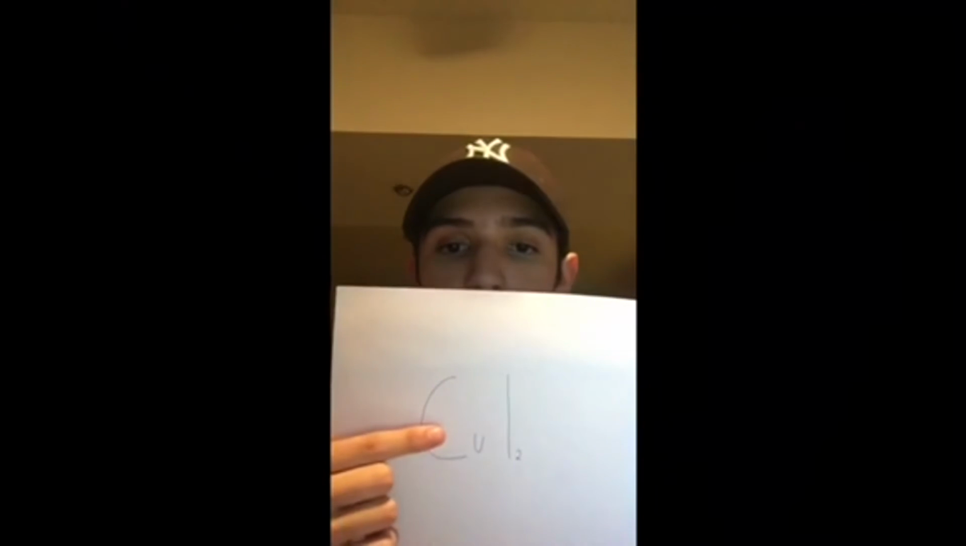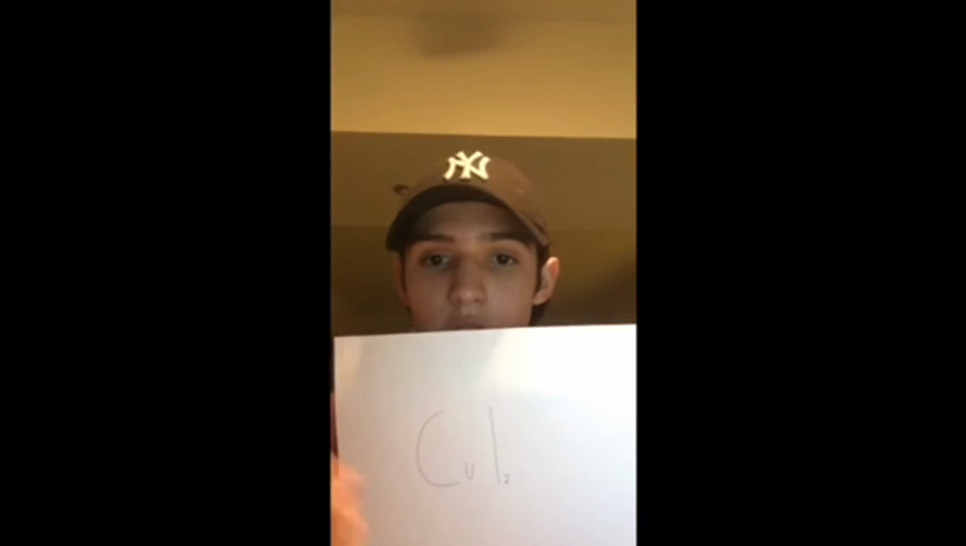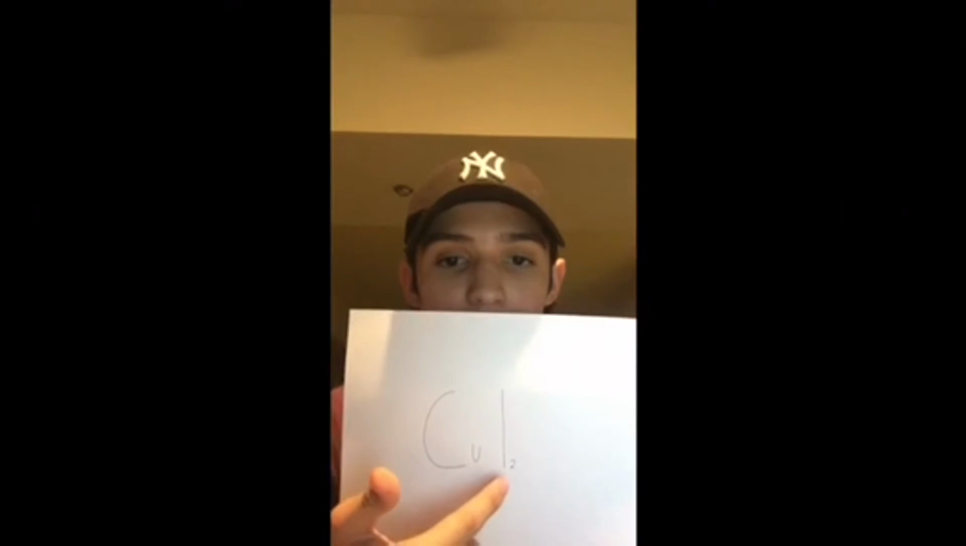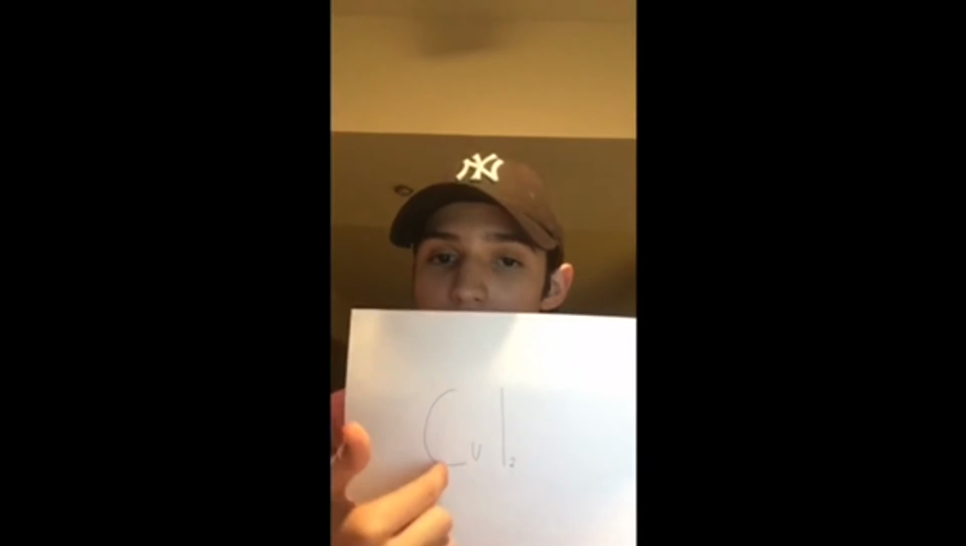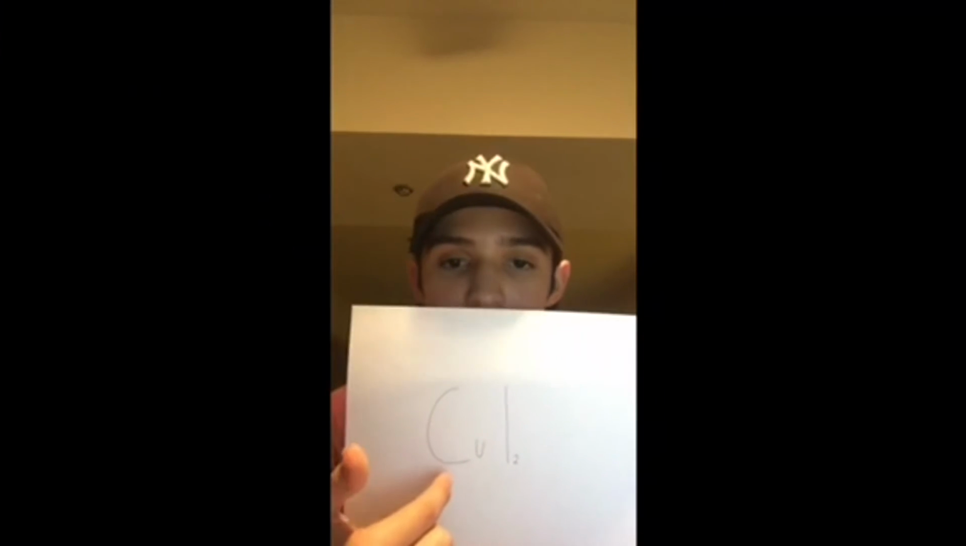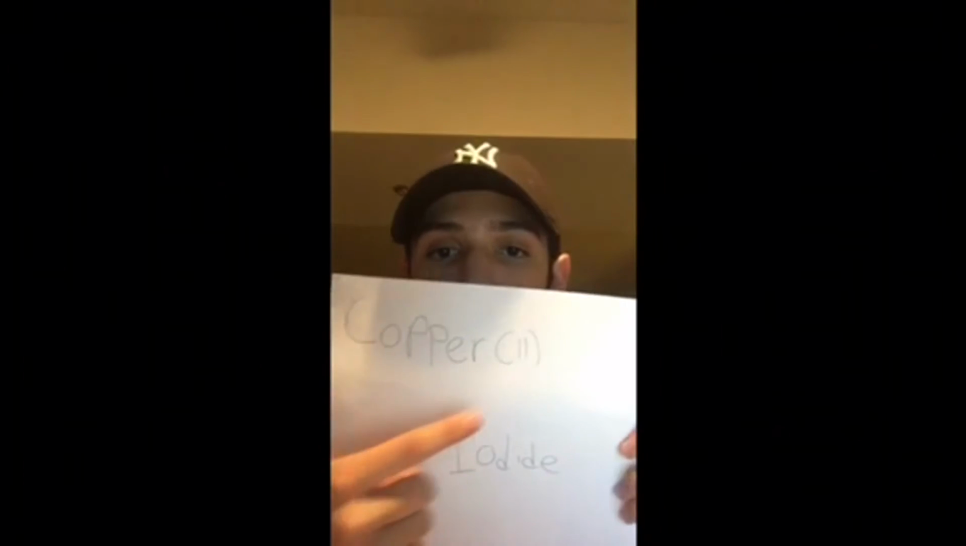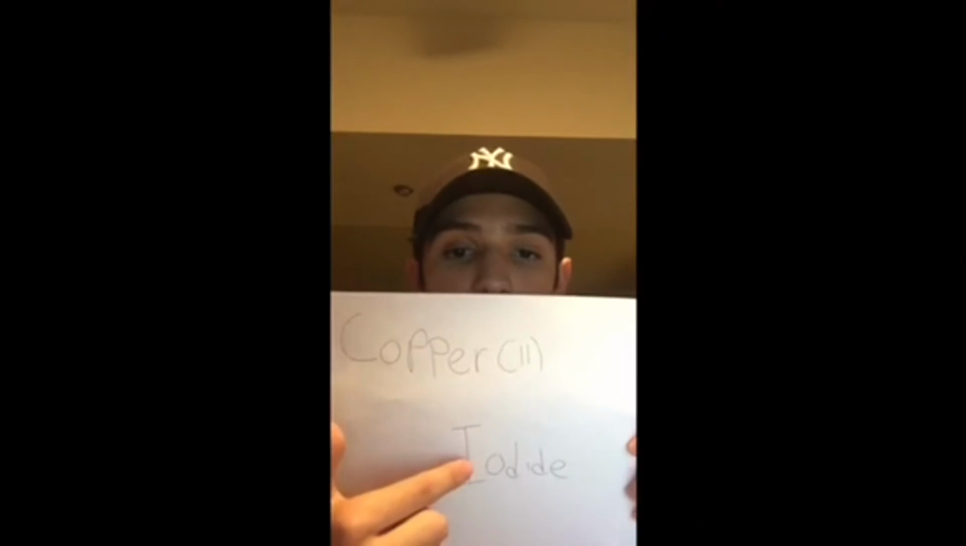For example, let's say that we are given this formula, copper and iodine. We know that copper is a transition metal, so it might have one of two charges, and we also know that iodide will always have a charge of 1. So in this case, we have 2 iodides to balance this copper atom, which means that the copper has a charge of 2. So when we're naming it, we need to specify that we're using the charge of 2 for copper, so we write it as copper, Roman numeral 2, iodide.